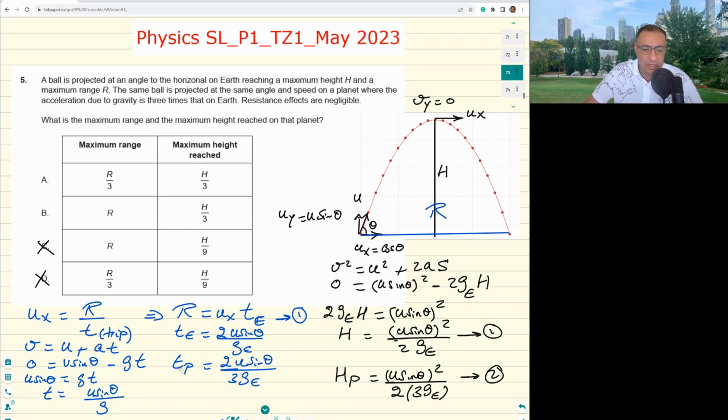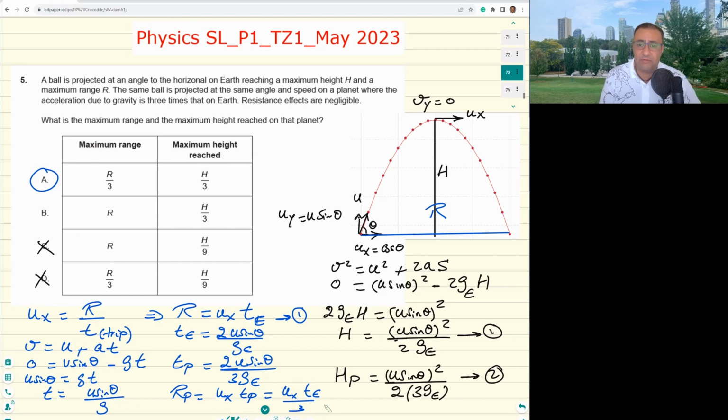Okay, so the time, and ux is the same. So basically we can say R on the planet, R sub P, is going to be ux, which is the same, times t sub P, which is basically ux times t sub e divided by 3. You can see, just by comparison, this whole term is t sub e divided by 3. So the answer is A. I proved this by kinematic equations and by knowing the facts of projectile motion.